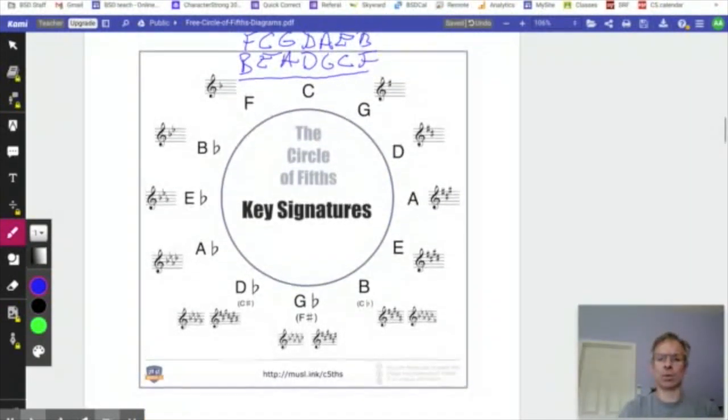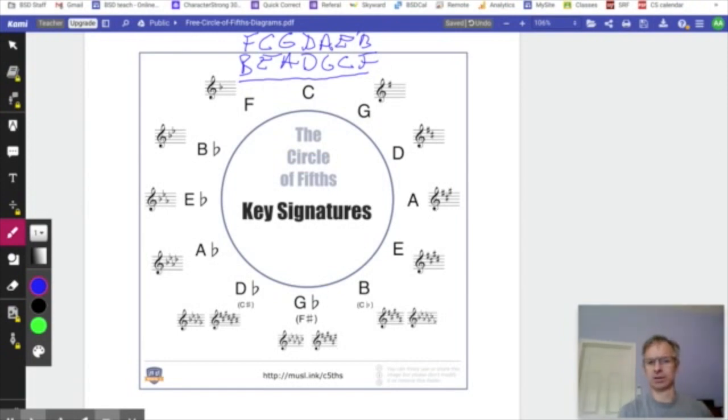So we know that every key uses all of the letters of the musical alphabet. You'll never have a major scale that's missing one of those letters, and you'll never have a major scale that has the same letter twice. You would never see E flat and E sharp, for example, in the same scale. You could get a correct sounding scale that way, but it would be a pretty severe misspelling.